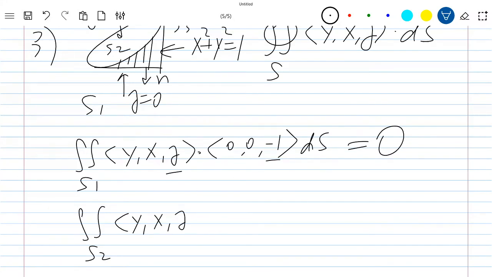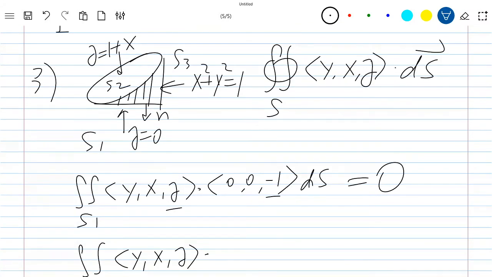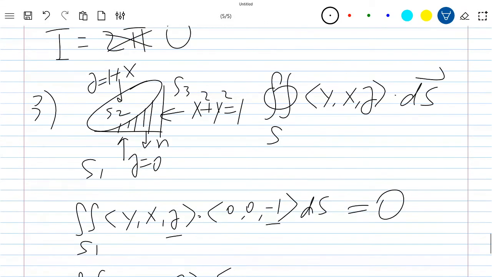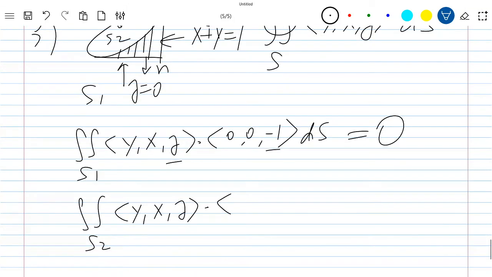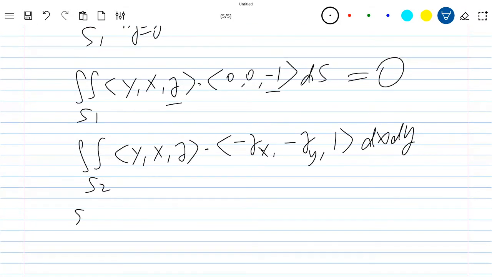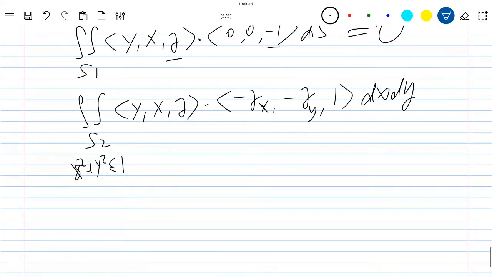y, x, z times, alright, what do we have this time? This time we will have z as a function of x and y. And this time the n is upward. So we can write negative zx, negative zy, and 1 dx dy. And that's over a circle. So this S2 means x squared plus y squared is less than or equal to 1. Alright, so let's take the inner product. And this z equals 1 plus x.